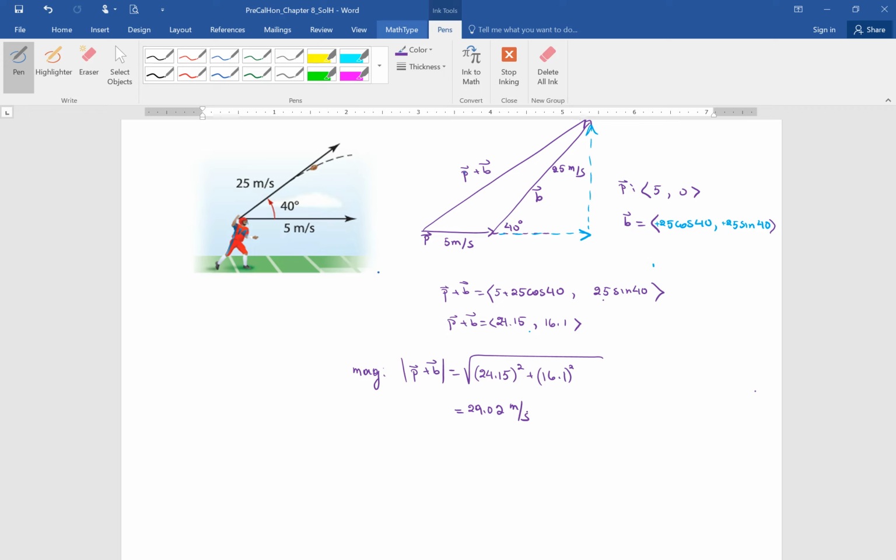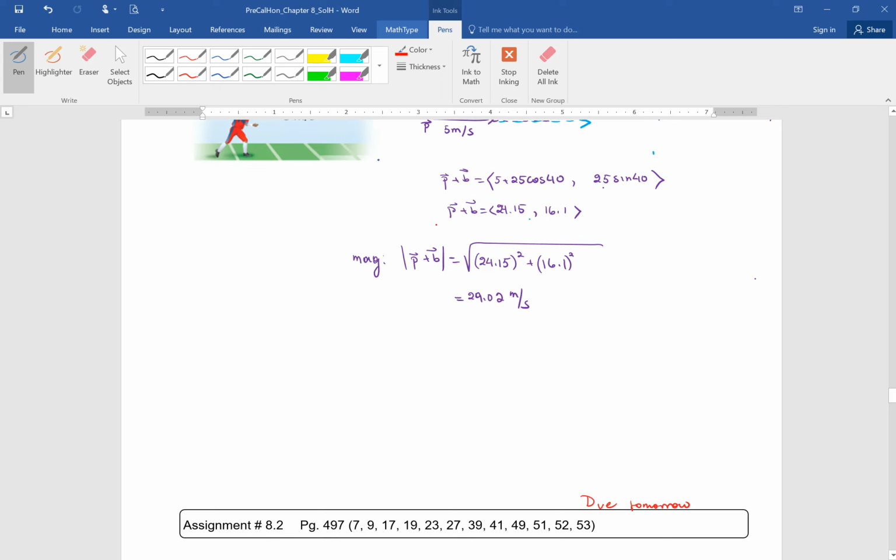And what about the angle? If this is the resultant vector here, the angle is the angle from the horizontal to the vector. Okay? And there's only one way to find that, and it's that tangent of theta is y over x. So tangent of theta is 16.1 over 24.15. So theta is the inverse tangent of 16.1 over 24.15. And what does that give us? How much? 33.7?